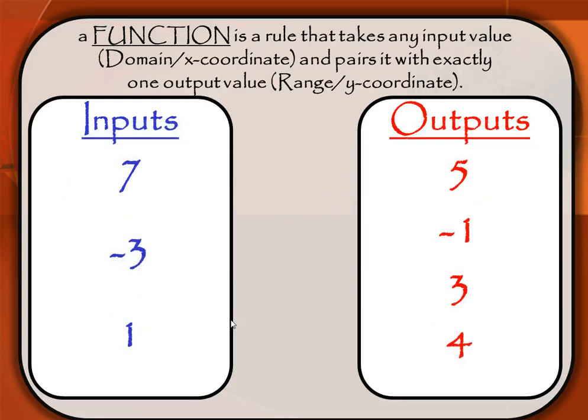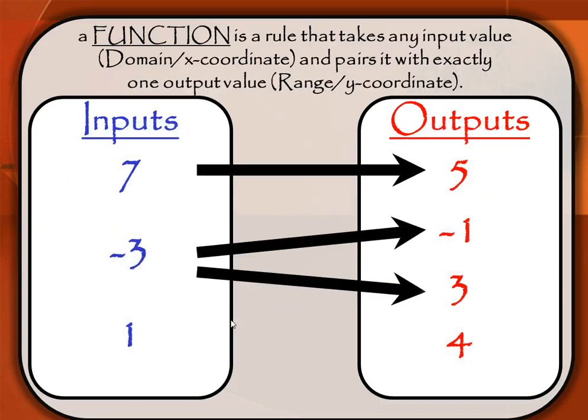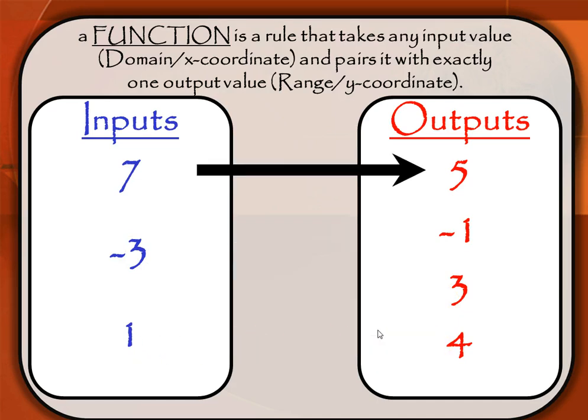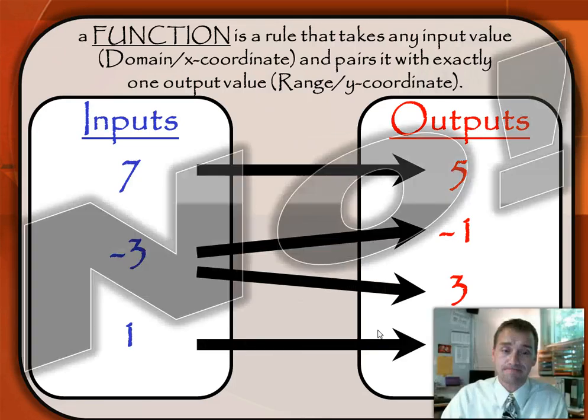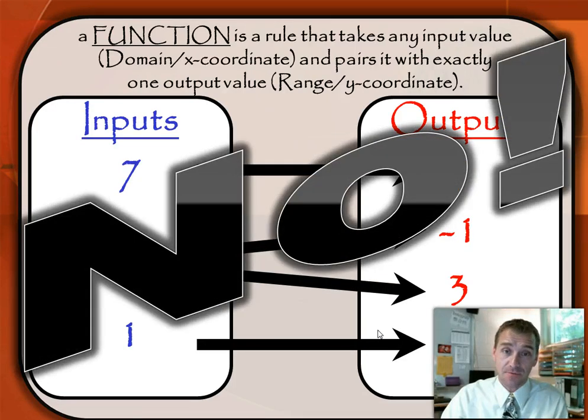Check this one out. So here's my arrows. Now, the rule doesn't matter. In fact, I don't know, I just made this one completely up. But let's say 7, my input value, is being mapped to 5. -3 is going to -1. And also 3 as an input value is going to 3. And then 1 over here is going to 4. Well, is this, again, a function? The answer is no. It is not a function.